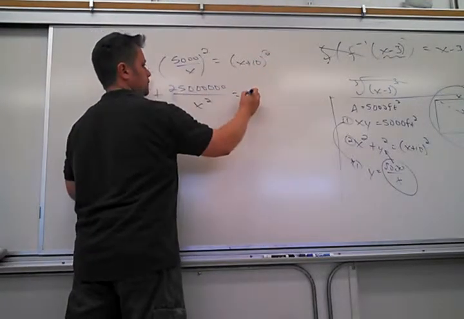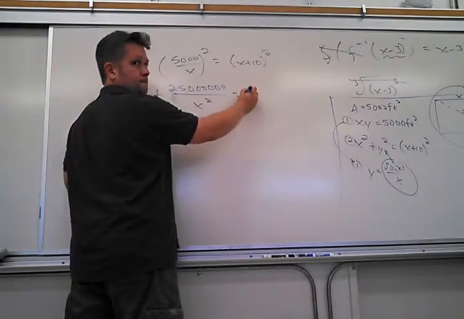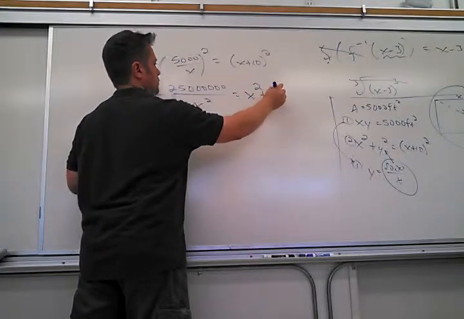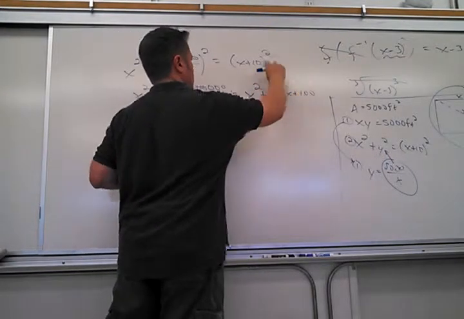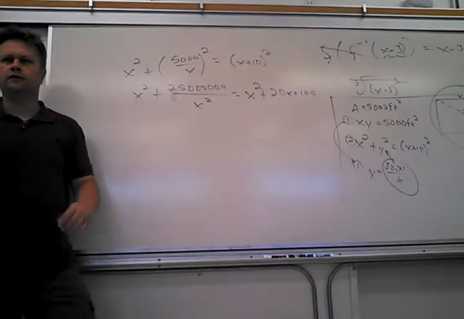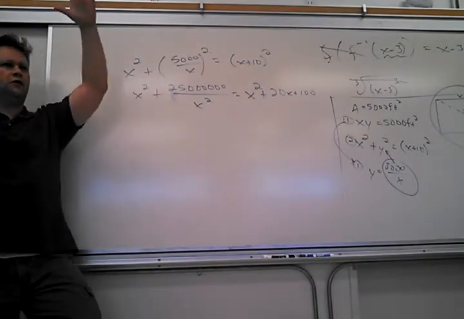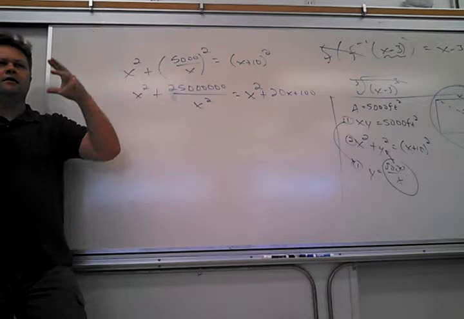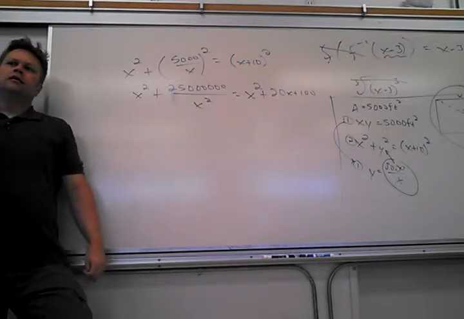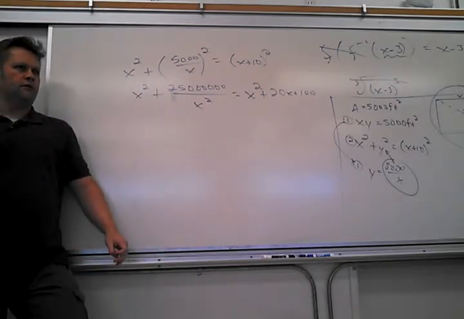Equals, what's this? X squared plus 20 plus 1. Yeah, it's not x squared plus 100, right? Be careful when you square, you gotta FOIL that thing out. That's the worst thing. You set everything up beautifully, you do all the math right, except for that one thing. Somebody thinks that's x squared plus 100. Throws the whole thing off.